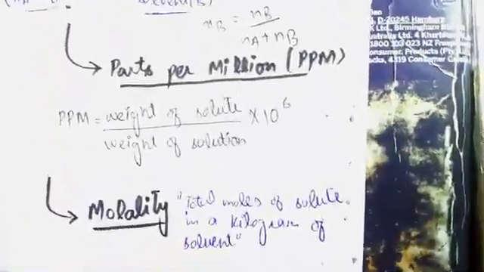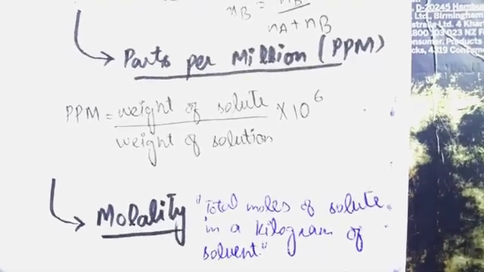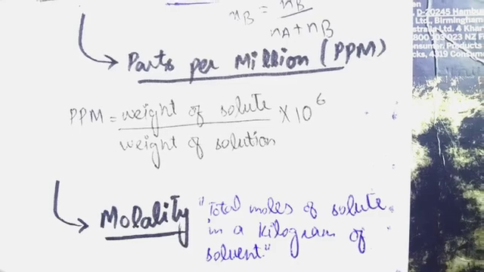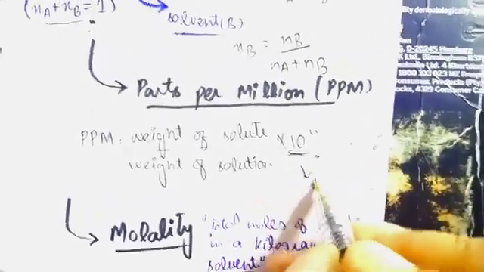Then the parts per million. For parts per million, we only need to remember the formula: weight of the solute divided by weight of the solution, multiplied by 10 power 6, that is the value of a million.